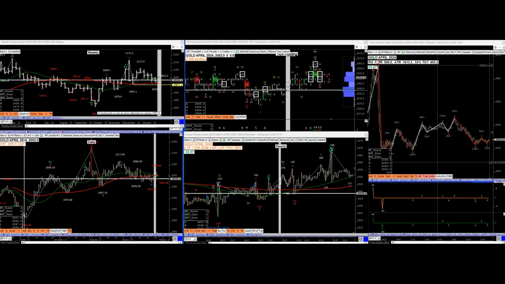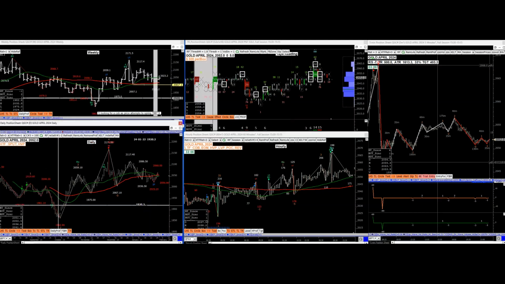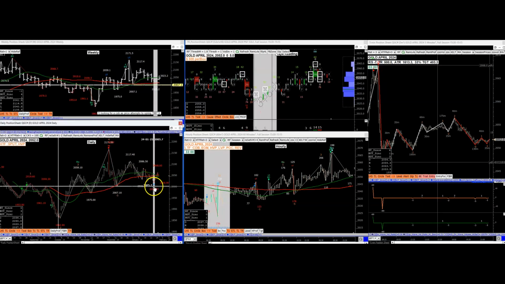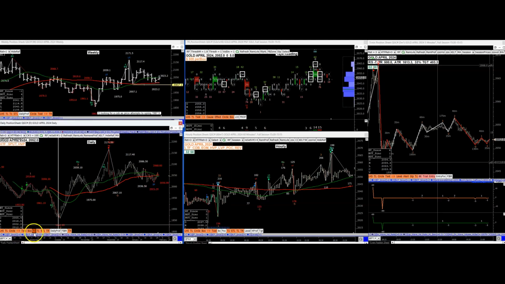This is gold, it was a really nice opportunity. You see the daily, weekly, it's an uptrend. It went into a spring position right here on the daily, right here.